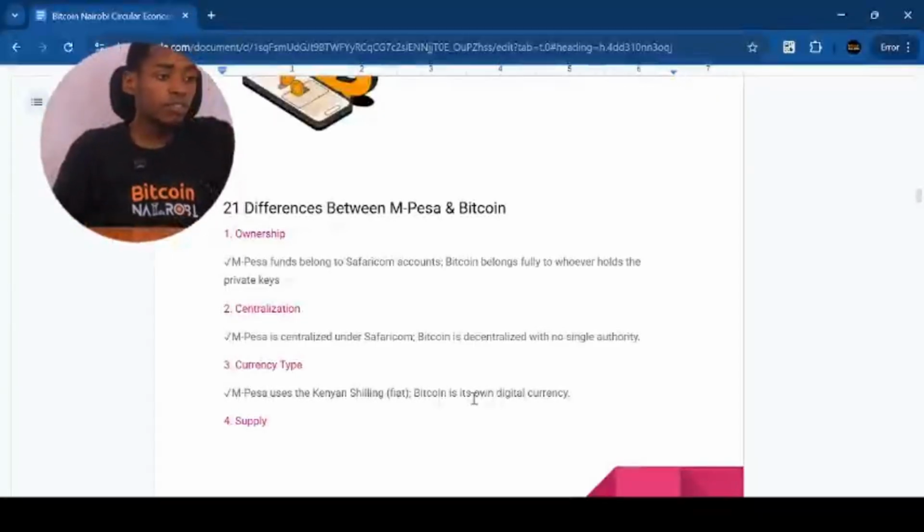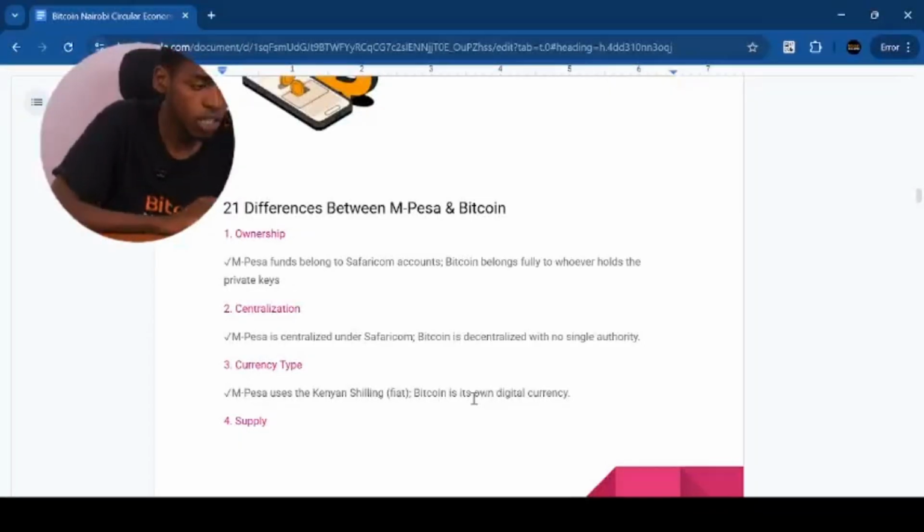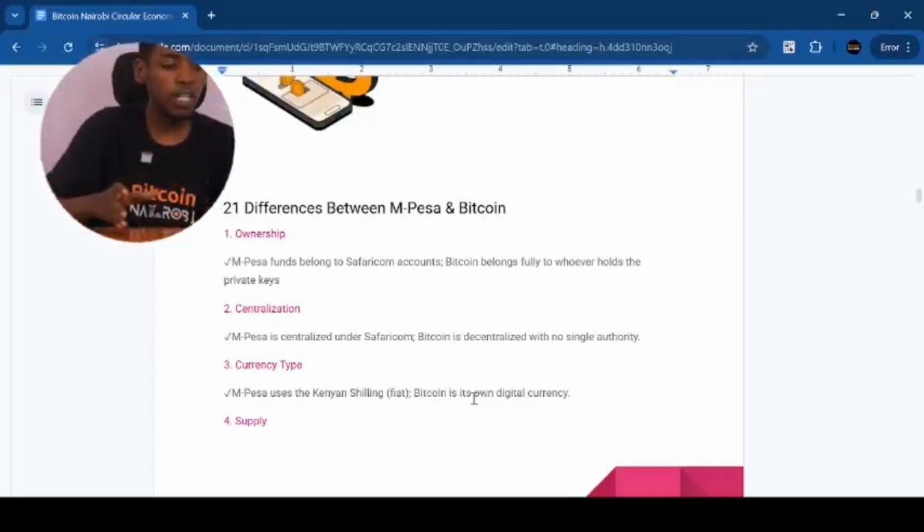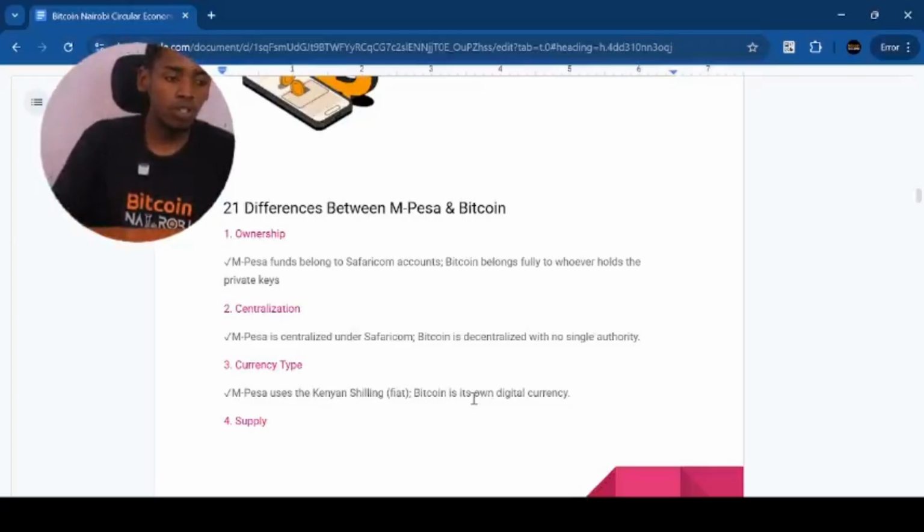So number 2, difference between M-PESA and Bitcoin: centralization. M-PESA is centralized under Safaricom. Bitcoin is decentralized with no single authority. So Bitcoin is very decentralized and there's no single authority controlling Bitcoin. So anyone in the world, anywhere you are, whether you're in the Philippines, Brazil, the UK, or the US, nobody controls your Bitcoin.